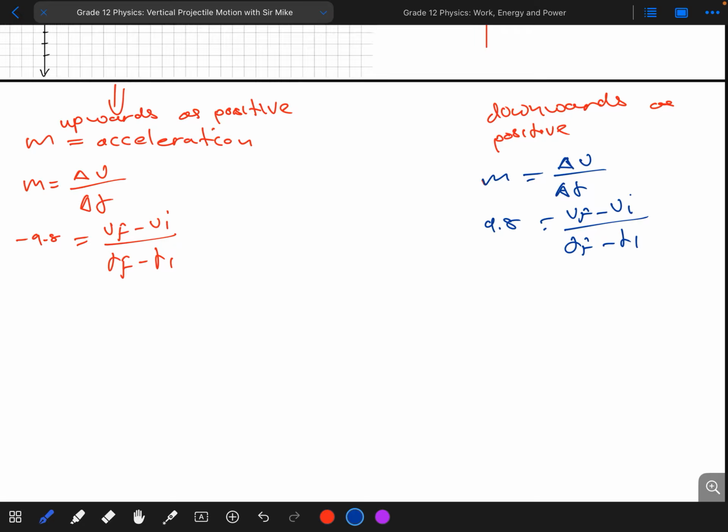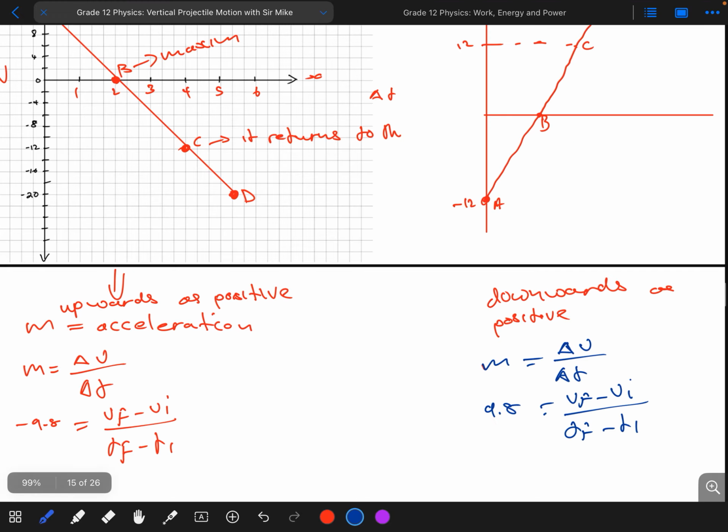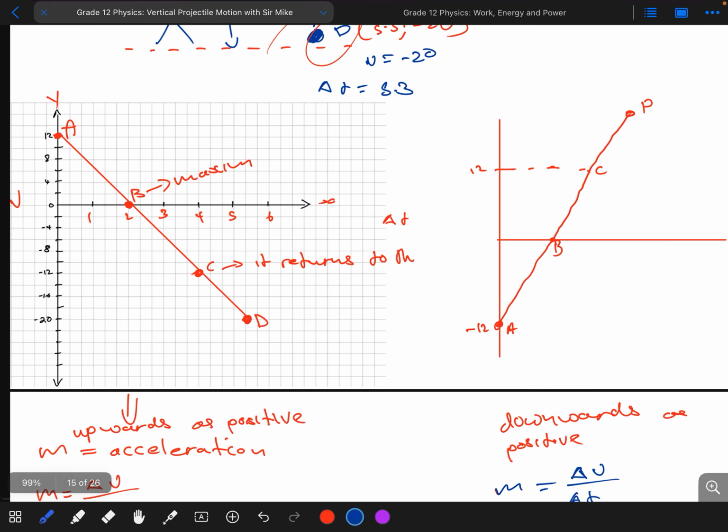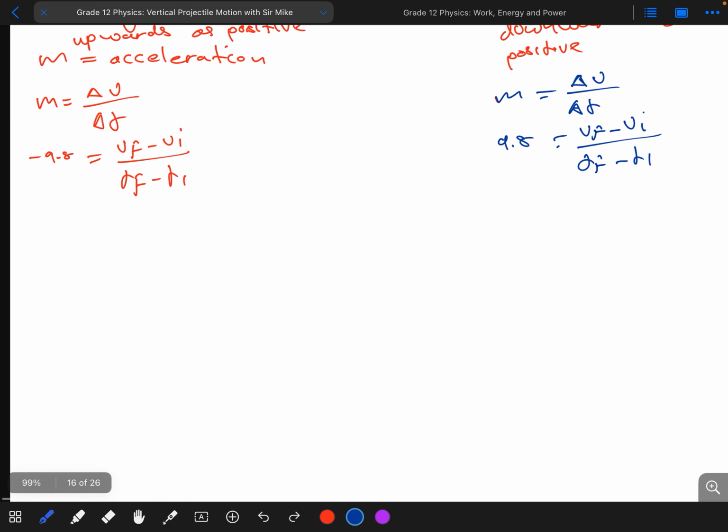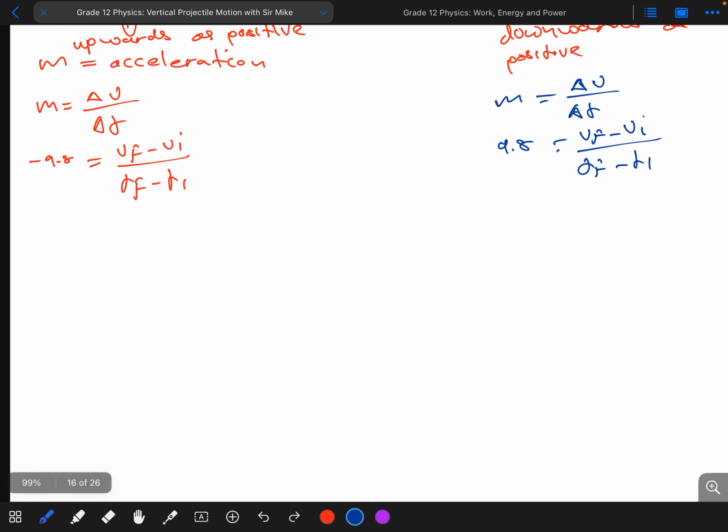So if we take upwards as positive, that would mean that the gradient is negative, so it would be a decreasing graph, right, like that one. If we take downwards as positive, we would actually have an increasing graph, so that would mean that the gradient there would be positive.